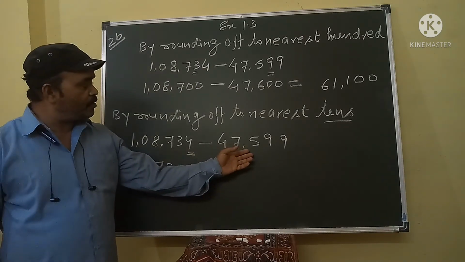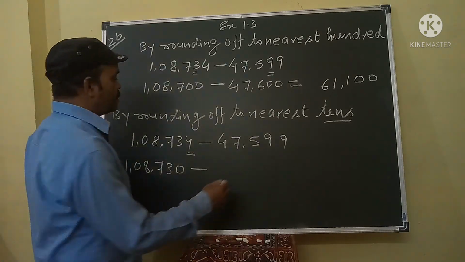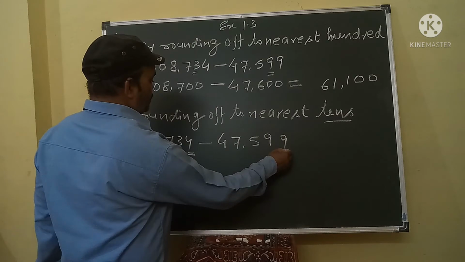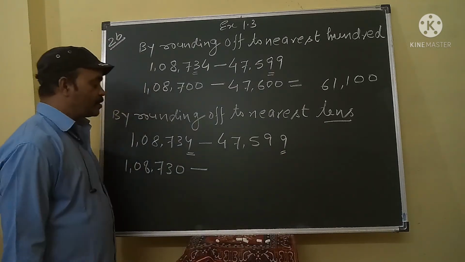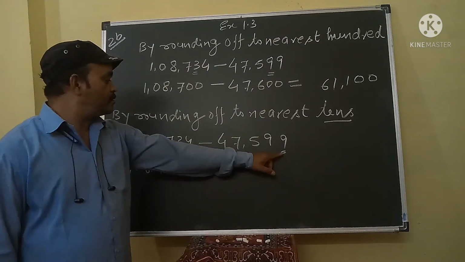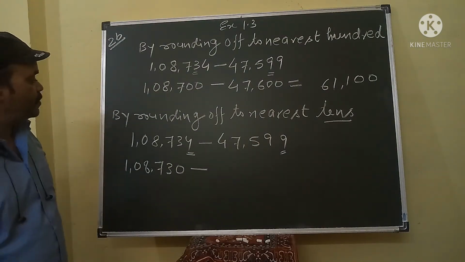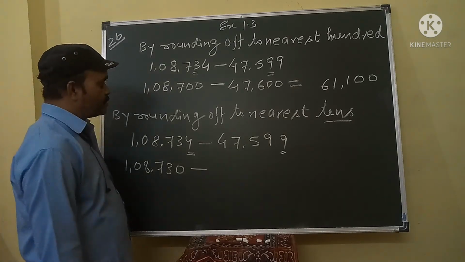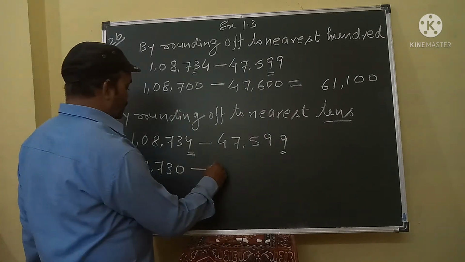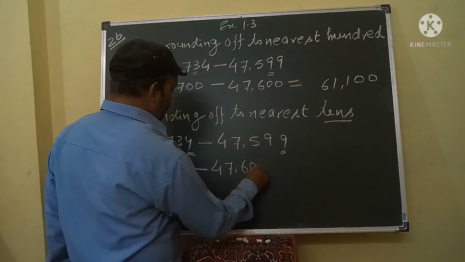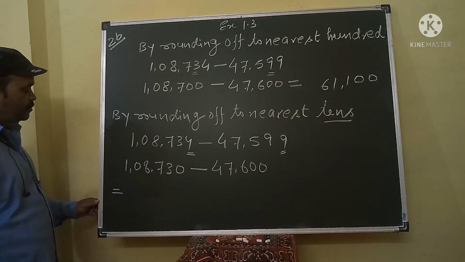Then we will find the rounding off of 47,599. In this number, for the nearest 10, we find the ones place value. The ones place value is 9, and 9 is more than 5. Therefore, rounding off 47,599 will be 47,600. Okay. Then we will apply the subtraction.